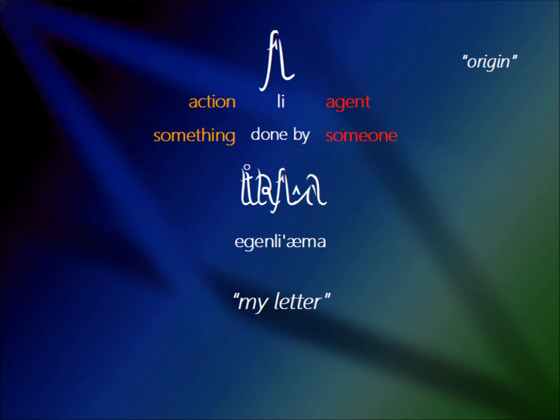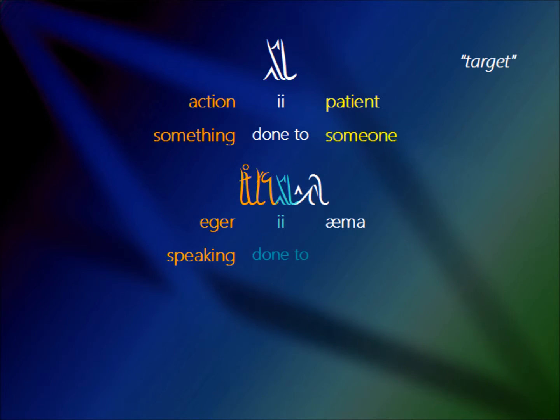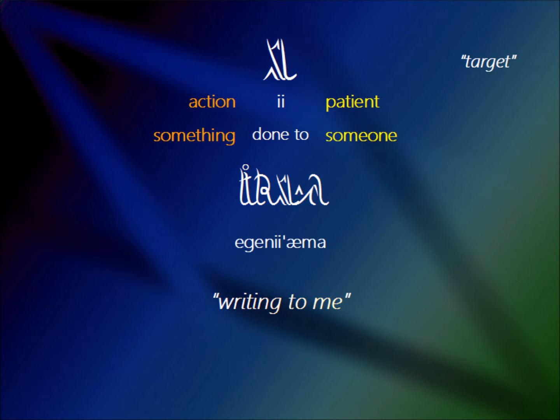The fourth and final connector particle is yi. We've seen it before and called it the target particle. We can use it to connect an action to a patient, and we use it to talk about something done to someone. Using the same root words we used earlier, we now get eger yi aima, speaking, done to, me. We can understand yi aima as an adjective to the speaking. If we replace eger by egen for writing, we get egen yi aima, writing to me.